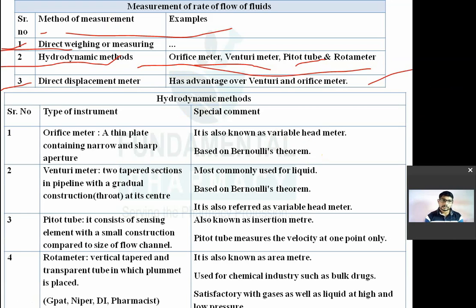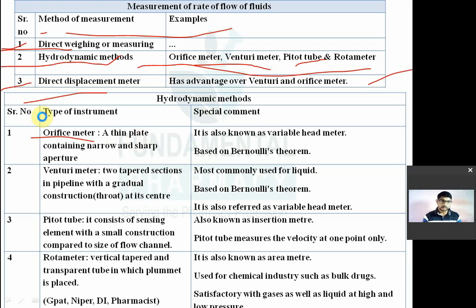Now hydrodynamic methods, उसमें हर एक मीटर के बारे में, इसका कंस्ट्रक्शन वर्किंग अलग अलग होता है हर एक का. तो यू कैन, इफ यू वांट टू रीड, you can read the construction and working of each and every meter, but that is not important for GPAT. What is important, whatever those points are, I have listed over.